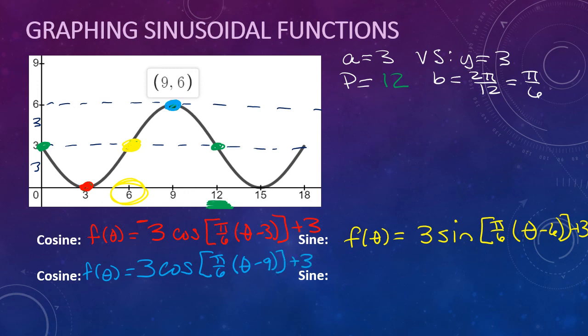Last but not least, I'm going to start right here at a phase shift of 12, and I have f of theta. Still have an amplitude of 3, however, this time my function is decreasing at that point, so I'm going to be going down, so it's a negative sine, a reflection of my parent function. Still have a b value of pi over 6. And I went to the right 12 to make that happen, and I still have to add my vertical shift.